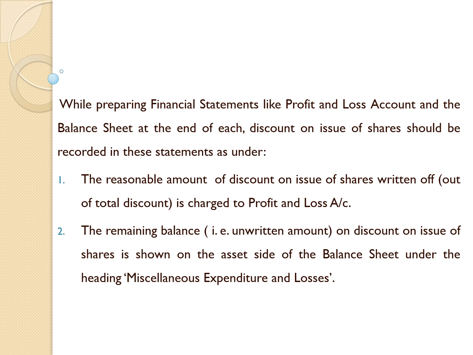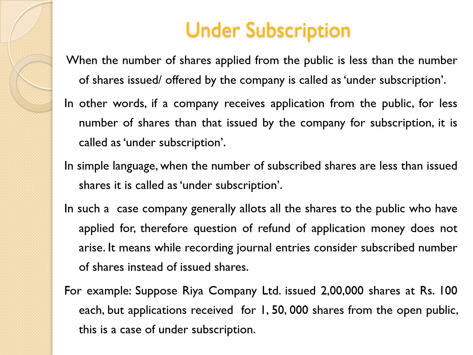The remaining balance, that is the unwritten amount: in the above example, out of 1 lakh rupees, 10,000 is written off and recorded on the debit side of the profit and loss account. Here the remaining amount is rupees 90,000. That is called the remaining or unwritten amount of discount on issue of shares, and it is shown on the asset side of the balance sheet under the heading miscellaneous expenditure and losses.